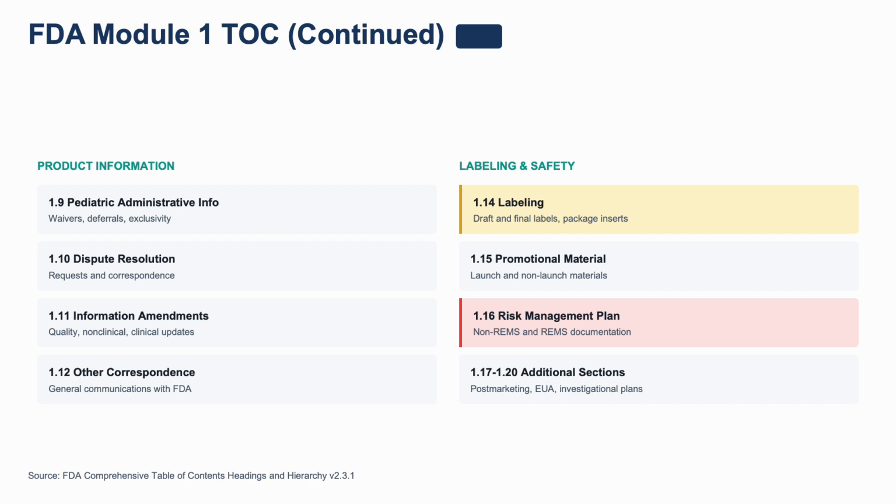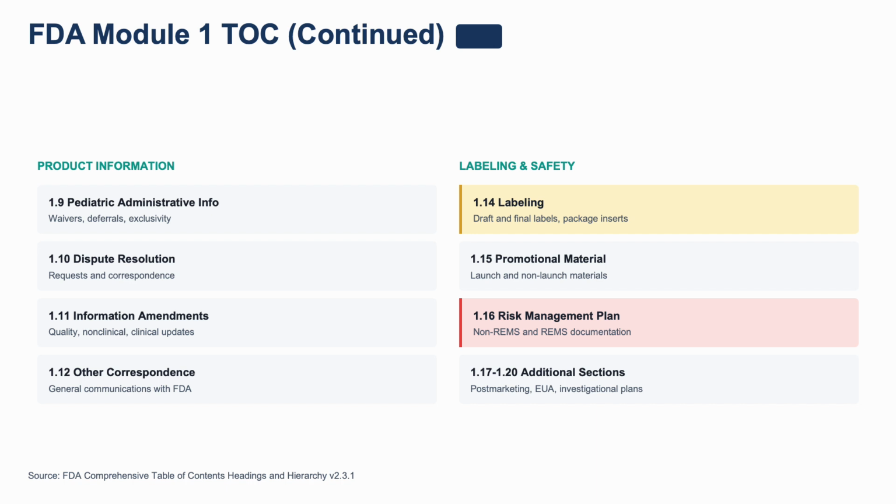Section 1.14 is critically important as it contains all labeling information including draft and final labels, package inserts, and labeling history. Section 1.15 covers promotional material for both launch and non-launch materials. Section 1.16 addresses risk management plans including both non-RMS and REMS documentation.